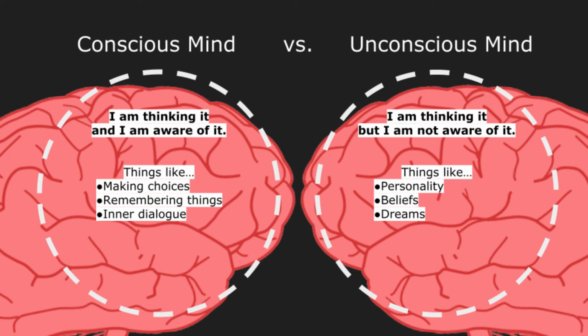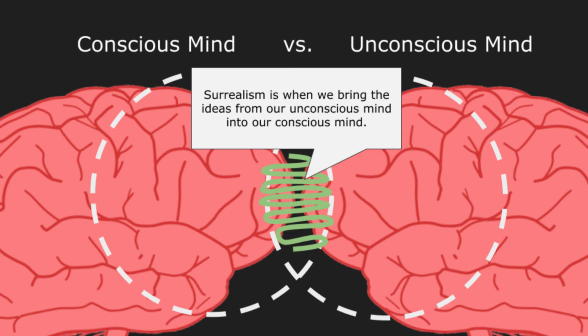Now what about thoughts or ideas that we aren't aware of? Things like our personality, our beliefs, sometimes even our feelings, exist in our subconscious or our unconscious mind. This spot in the middle, where both the conscious and the unconscious are activated, is surrealism. We take the ideas from our unconscious mind and we bring them into our conscious mind.